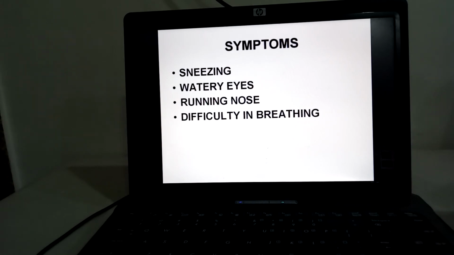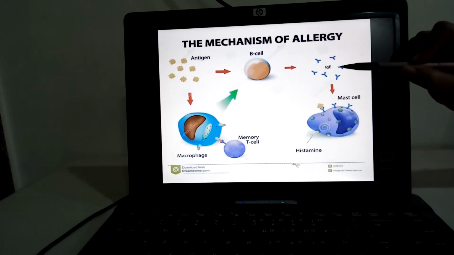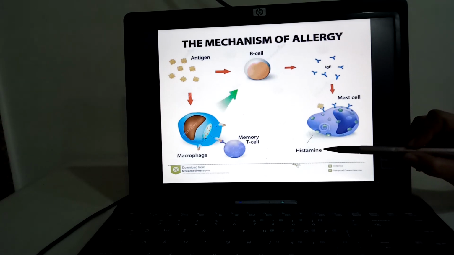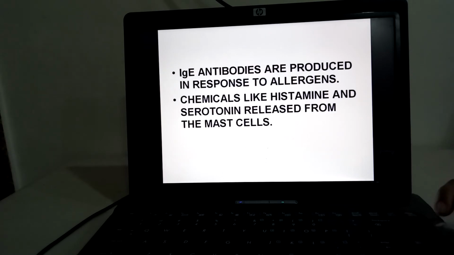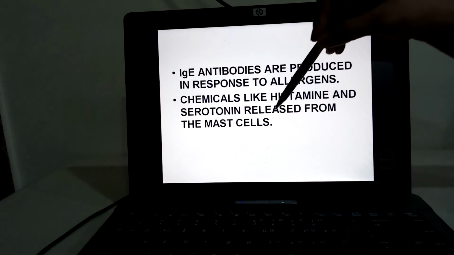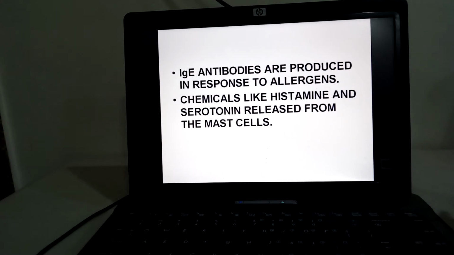But the key line or the punch line of the whole thing is, what is allergy? Allergy is a hypersensitivity reaction of the body, and it happens because of the antibody called IgE, which attaches to the mast cell, and release of histamine and serotonin. The next slide you can see. Chemicals like histamine and serotonin are released in response to the allergens. So in this way, the allergy happens to the body.